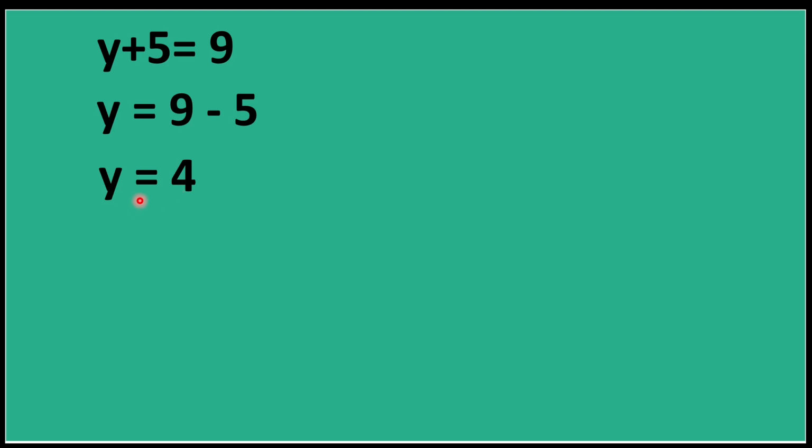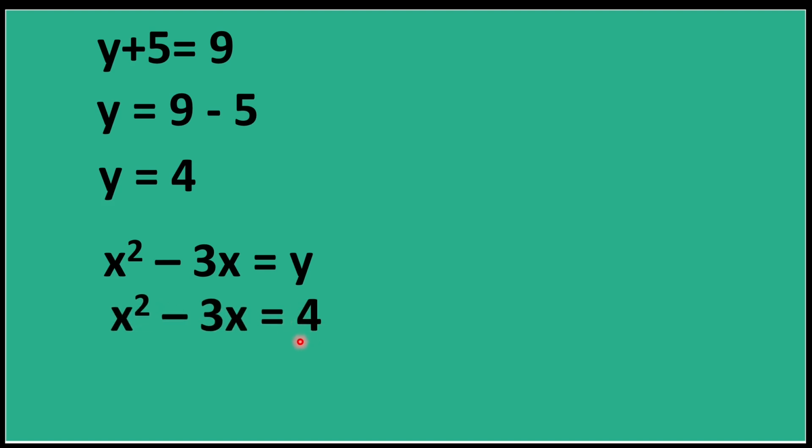Now we will come back to our supposition, and this was our supposition: x² minus 3x equal to y, and now we have the value of y, which is equal to 4. So we will put y equal to 4 over here. And now we will send this 4 to the other side of the equation, so it will become x² minus 3x minus 4 equal to 0.